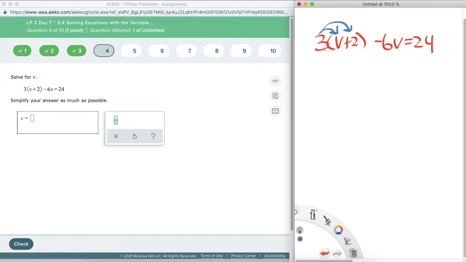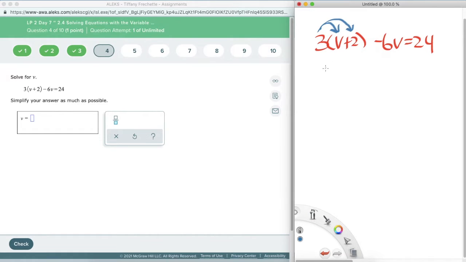I'll take a step back and show you. If I divide by 3, it's everything divided by 3, not just this piece, but the 6v also. So that's where it gets a little bit confusing when you have more than one term on the side. You have to make sure that you multiply everything or divide everything. But if I just use distribution, I don't have to worry about that piece. All I have to do is distribute 3 to the parentheses here.